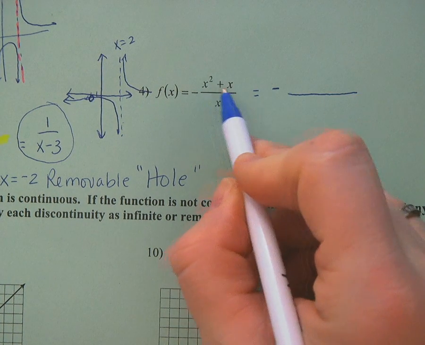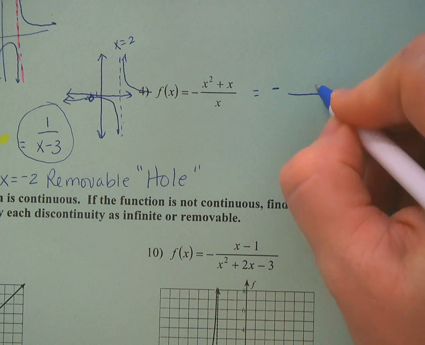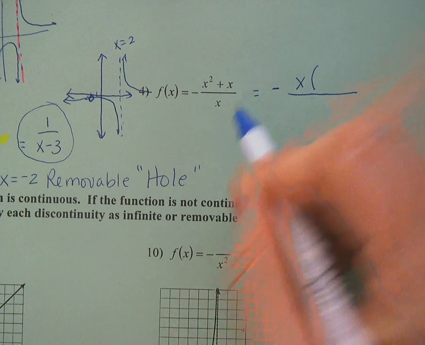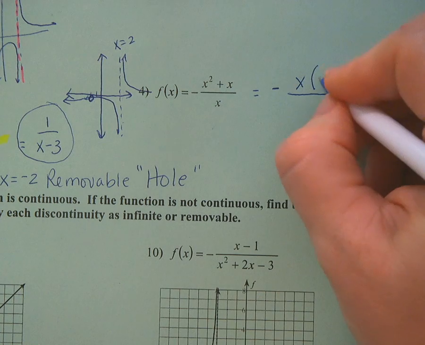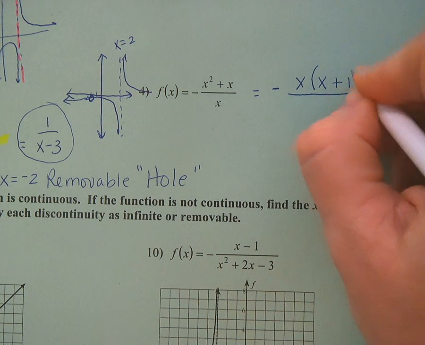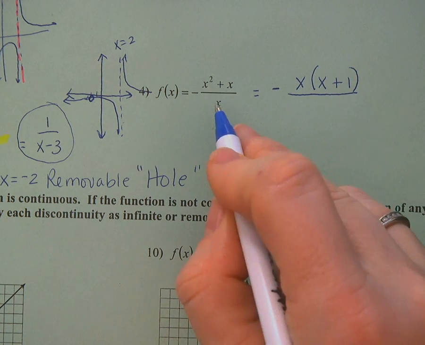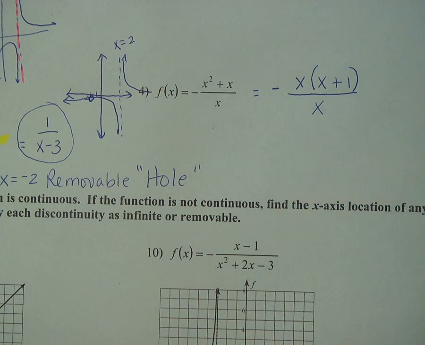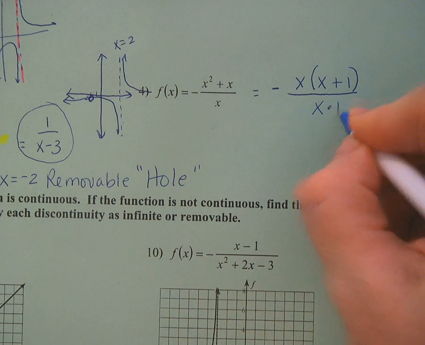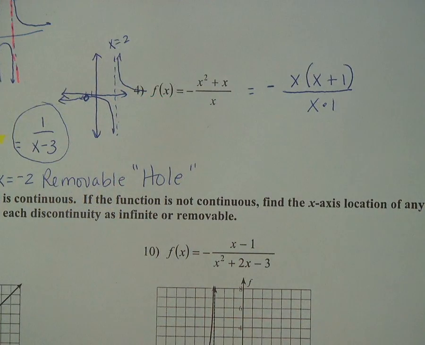So notice the numerator has the greatest common factor of x. So when I factor an x out of x squared, I'm left with x plus 1. Our denominator is an x. And now we can divide out common factors.